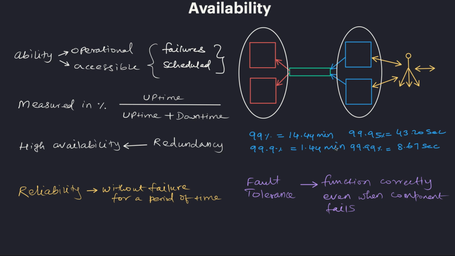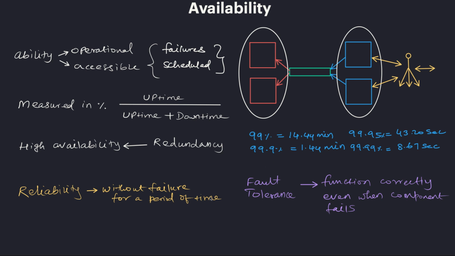You can see that there is a huge difference between 99 and 99.99. When it is 99%, the system could be down for about 15 minutes a day. But if it is 99.99, then the system could only be down for 9 seconds a day. So that is a huge difference.